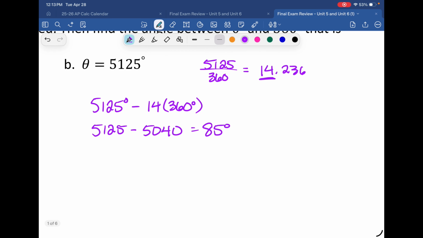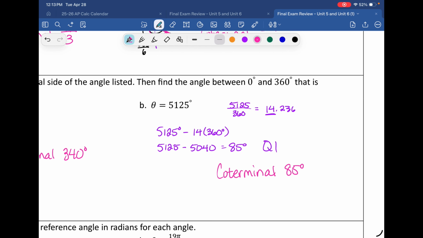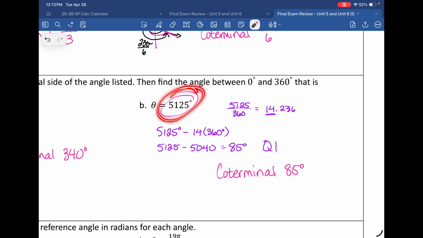And that tells me, because 85 is less than 90 degrees, that this angle terminates in quadrant 1, and 85 degrees happens to be my coterminal angle because it is between 0 and 360 degrees with the same terminal and initial side as 5,125. Okay, so this angle is so big, it rotated around 14 full times and then another 85 degrees.